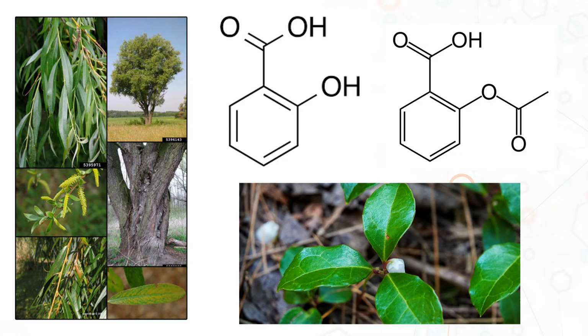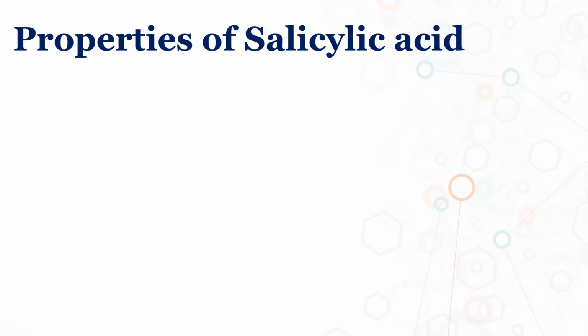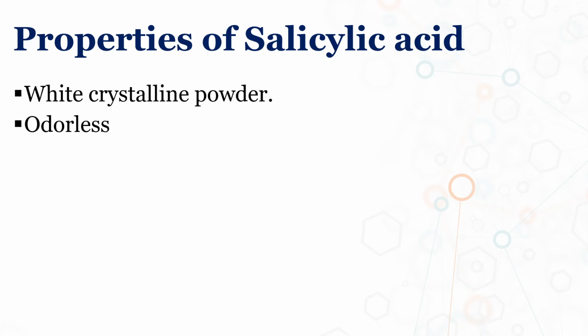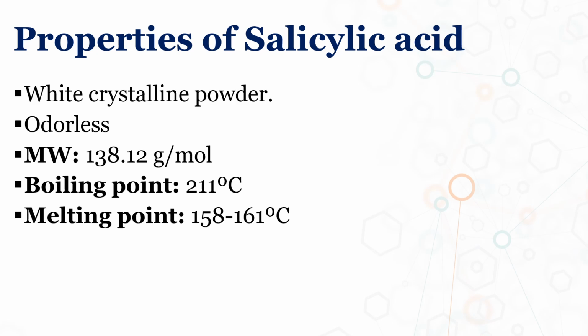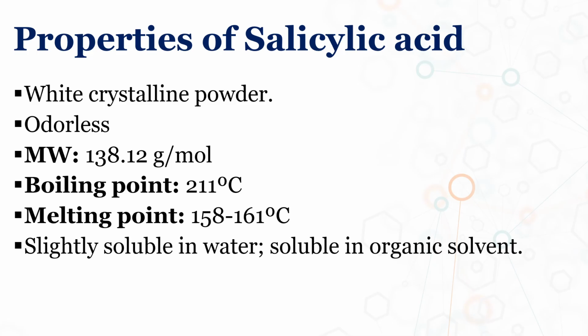So next, for the properties of salicylic acid, it is a white crystalline powder. It is odorless. It has a molecular weight of 138.12. For the boiling point, it's 211 degrees Celsius. This is for pure salicylic acid. And the melting point is 158 to 161 degrees Celsius. So the pure form is slightly soluble in water. It's soluble in organic solvent.